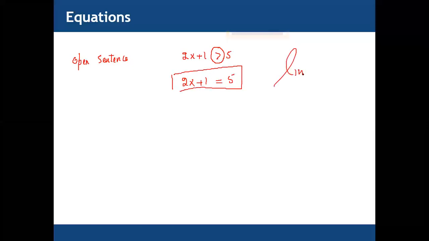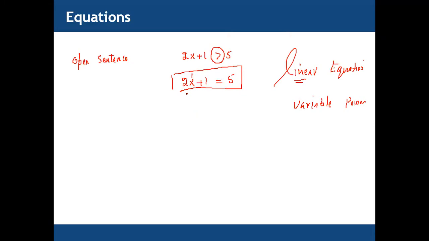Why a linear equation? Because when the variable power is 1 in an equation, that equation is called a linear equation. In Dari we call it khati. So what is a linear equation? An equation in which the variable power is 1. You can see we have the variable x and the power of x is 1. So this is a linear equation. In this we have only one variable, we don't know the x value, so it is a linear equation with one variable.